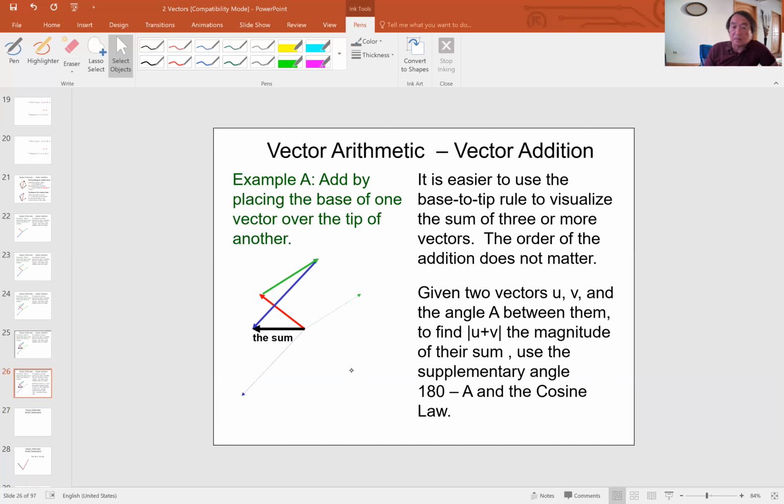And given two vectors, if I know the angle between them, I can use trigonometry to find out the diagonal length. We use the cosine law to accomplish that.